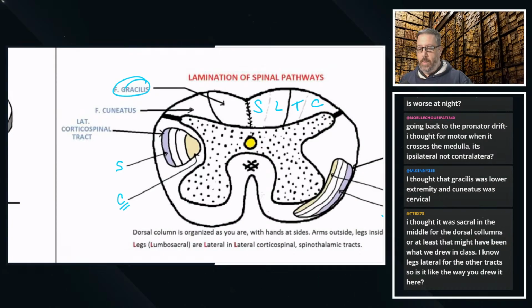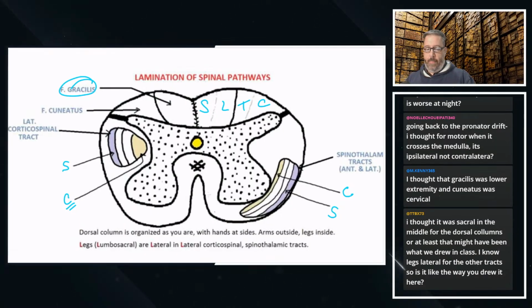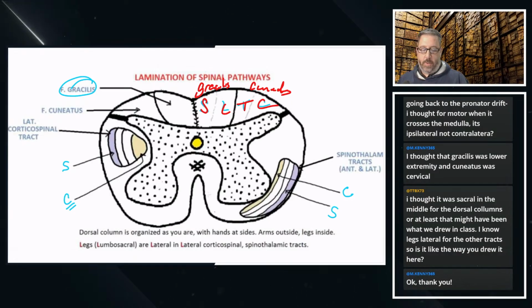Okay, so I'm sorry. You guys are right. It is the opposite. This is the correct way. So thanks for bringing that up. So gracilis, yes, is sacral, lumbar. Cuneatus is thoracic and cervical, and then it's the opposite direction for the other two tracks. So thank you for bringing that up. Sorry.